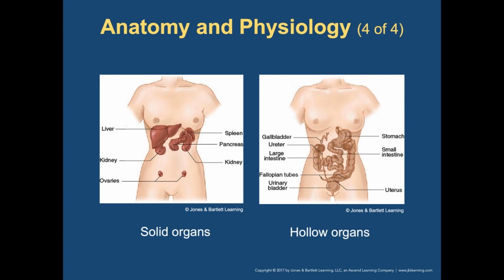Here are some pictures of your solid and hollow organs, so you have an idea where they are. You have your liver, kidney, ovaries, spleen, pancreas, and kidney. I hope everybody kind of knew where all those are. Then you have your gallbladder, urethra, large intestines, fallopian tubes, urinary bladder, uterus, small intestines, and stomach. It breaks it down so everybody can get an idea of where these organs are and what's solid and hollow. Just looking at the picture, you get an idea of the difference between them.